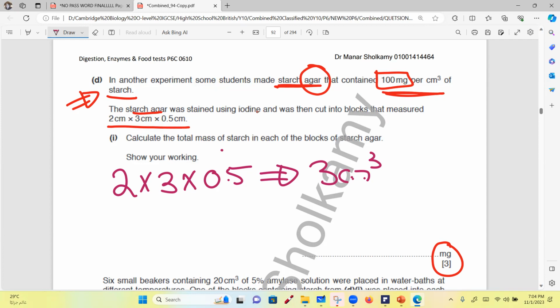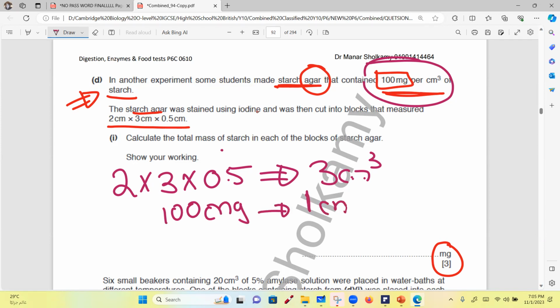I want to know how much starch is present in this block that has a volume of 3 centimeter cubed. How will I get it? It's here. The answer, look at this. Think. 300 milligram. How did you get it? It said 100 milligram per centimeter cube. Very good. 100 milligram of starch in 1 centimeter cubed.